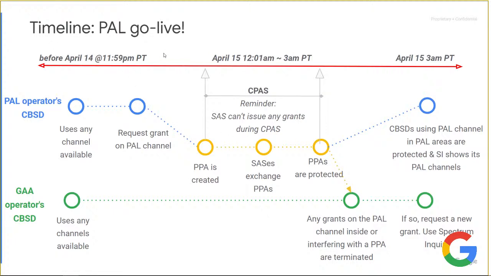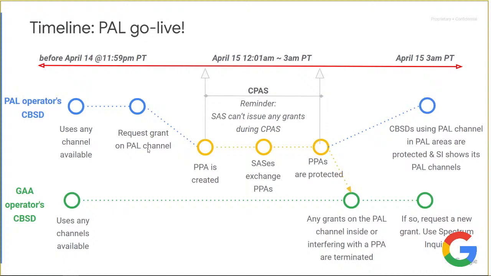So we're looking at our timeline here. This is April 14th at 11:59 p.m. or before that. Okay. The first stuff that happens, we'll start by looking at the PAL operator scenario. So the PAL operator right now can use any available channel that they want. There's no PALs existing yet. But before April 14th at midnight, they can, if they want to, request a grant on their PAL channel.